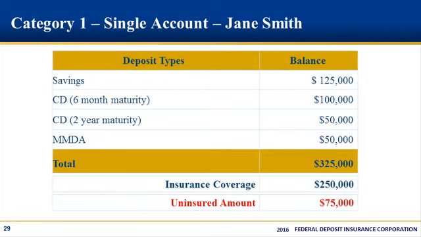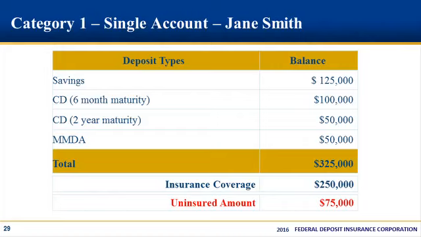Here is a simple example of Category 1 coverage. Jane Smith has 4 Category 1 single ownership accounts. Why are these accounts considered Category 1 single ownership deposits? Because Jane Smith is the sole owner of the funds, and she has not named any payable on death beneficiaries. A review of her account shows a savings deposit for $125,000, a CD for $100,000, a second CD account for $50,000, and a money market deposit account for $50,000.